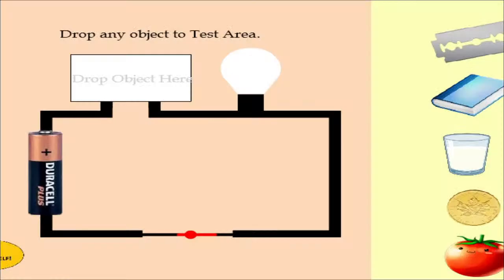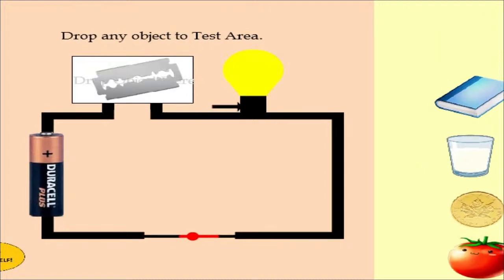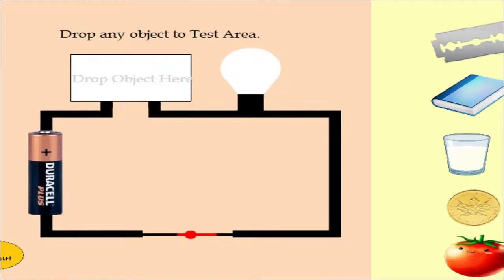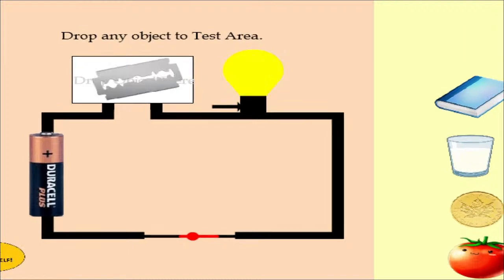Now let us test one by one. We are going to test whether they are conductors or insulators. We have these objects: blade, book, water, coin, tomato. We have the first one, blade. See what happened when I put this blade at this place, when I place the object here. The bulb glows. That means conductor or insulator? Conductor. So the blade is a conductor.